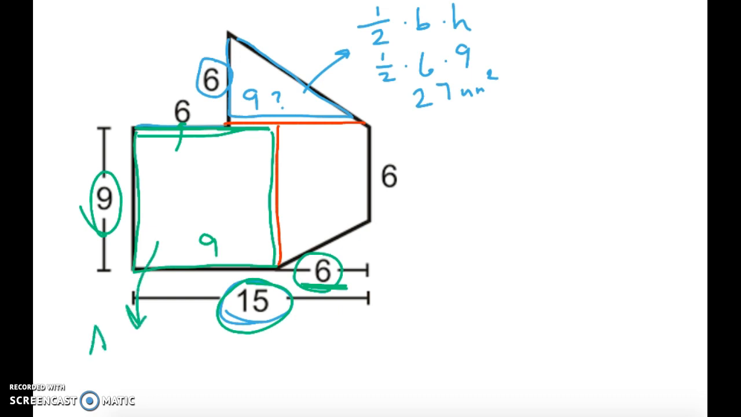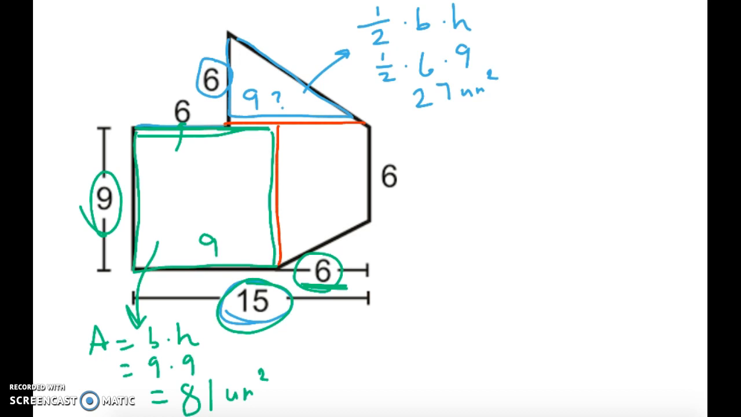In order to find the area of a rectangle, I take my base and multiply it by the height, which in this case is 9 times 9. So the area of this shape would be 81 units squared.